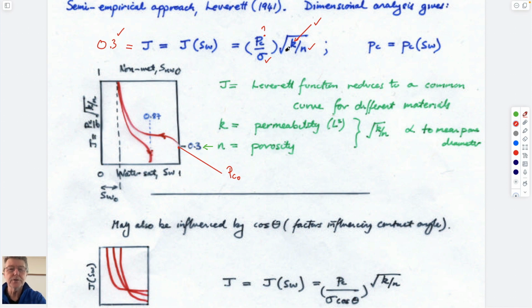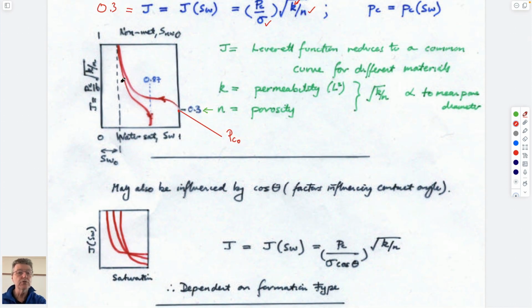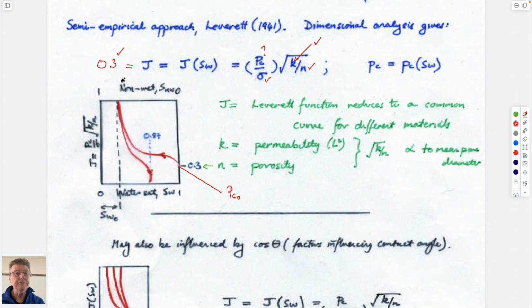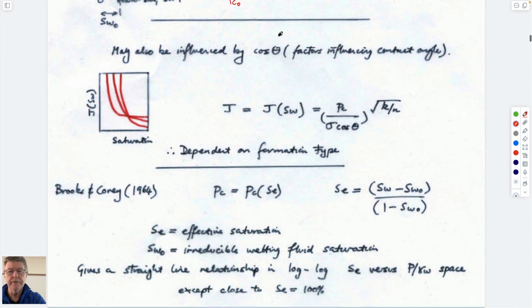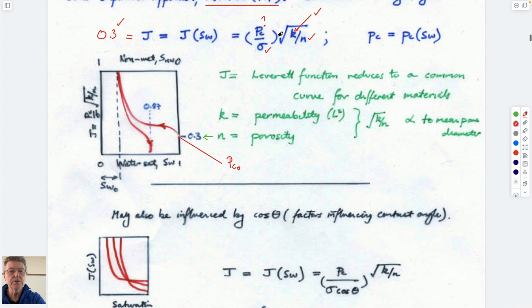Well, anyway, so you can get permeability. And so this is an important curve, the so-called Leverett curve, after its originator. Older even than me. Can you believe that? So that's one useful parameterization using non-dimensional parameters. And of course, this J parameter has no dimensions.